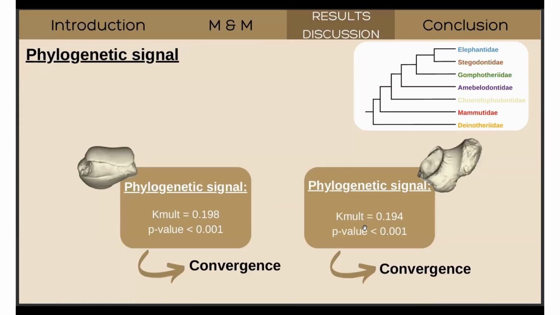Then I estimated the phylogenetic signal linked to the K variable to see the influence of the phylogeny, the implication of the phylogeny in morphological variation. We can see here that we have a significant phylogenetic signal, but the value of the K is well below 1, which suggests morphological convergence among taxa.